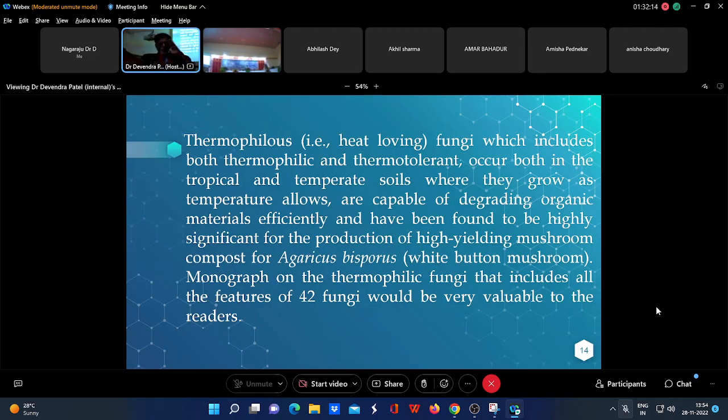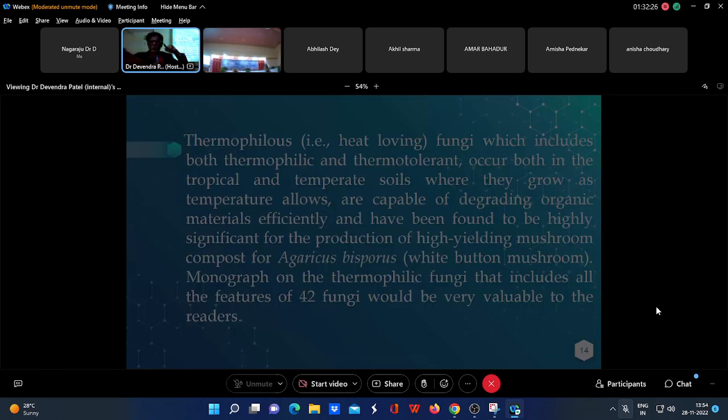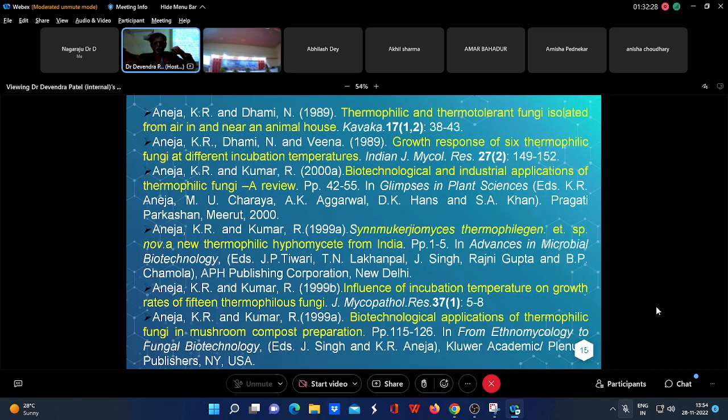I studied again the enzymatic work on thermophilic fungi, and their utilization, how we can enhance Agaricus bisporus production in the laboratory. Then the interesting point here is we wrote a monograph on thermophilic fungi, covering 42 species of fungi known at that time. They were categorized and identified, and that is very useful for the identification of all the thermophilic fungi known till today from the world. This is information on the thermophilic and thermotolerant fungi.